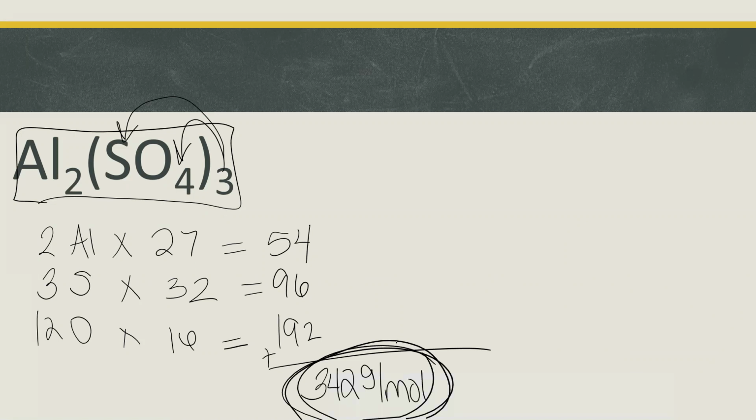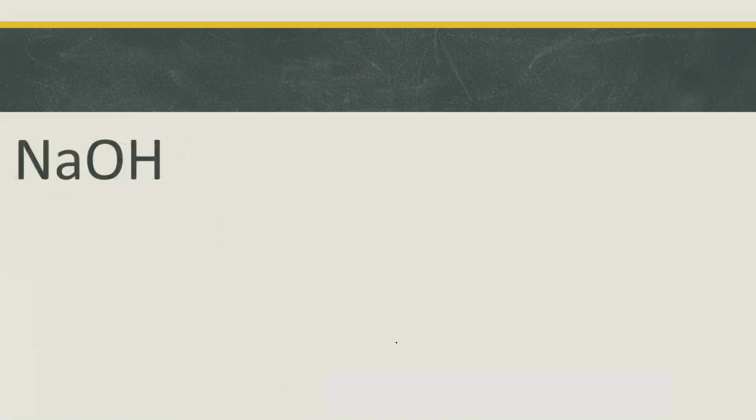Let's try another one. Try this one. So I've got 1 sodium, 1 oxygen, 1 hydrogen. No subscripts, meaning it's assumed it's a 1. According to my periodic table, sodium is about 22.99. I'm going to round it to 23. If your numbers are slightly different than mine because of rounding, that's perfectly fine. Just don't over-round or under-round. I'm going to round oxygen up to 16 and round H down to 1.